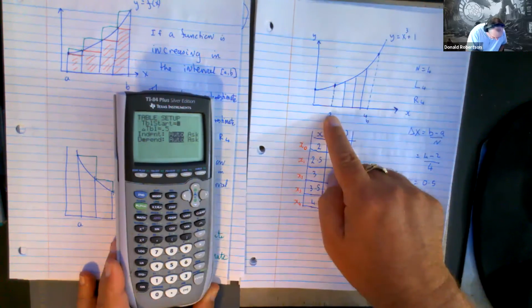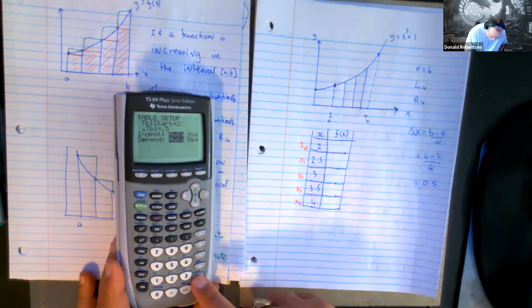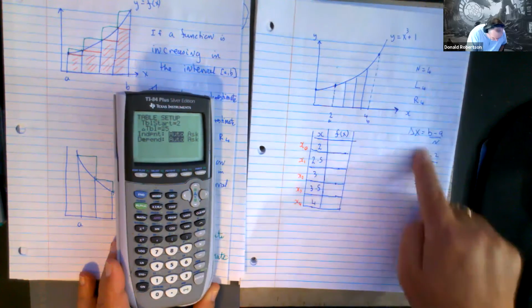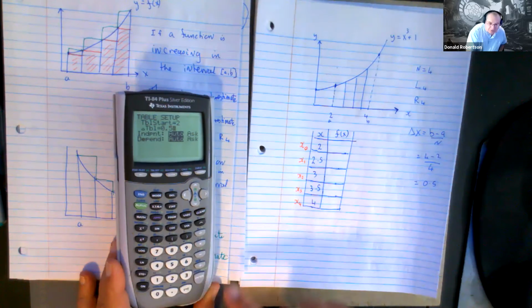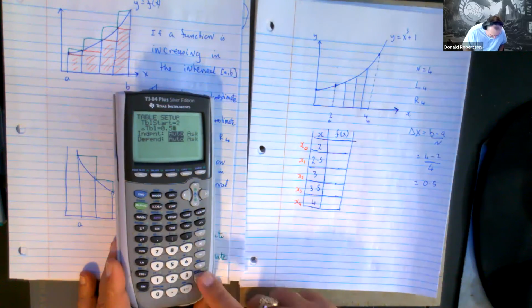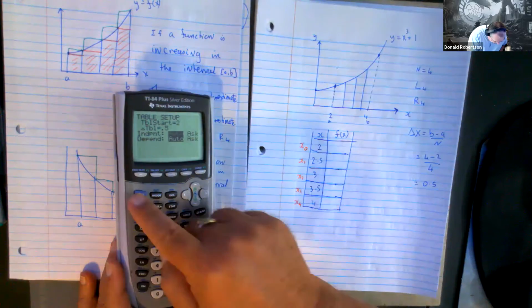Do second table setup. Start at the first value, which is 2. Delta x is 0.5, so that's what delta table represents. Make sure the other two say auto. And now I'm good to go. Second table.